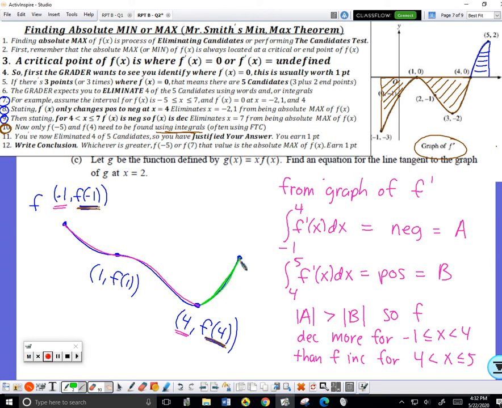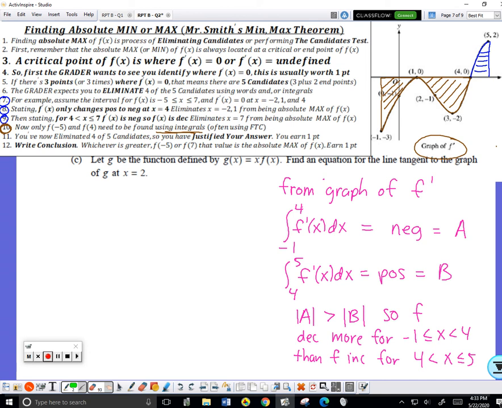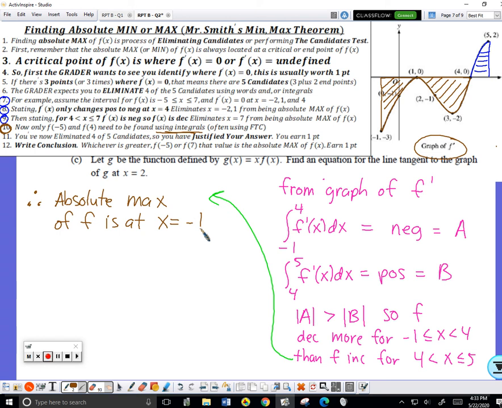Therefore, once I've shown that, of course, I'm on the next page. You can get rid of this. So the final statement here is, therefore, absolute max of f is at x equal -1. That would give me another point. That's 3 so far. The fourth point is for all the justification.